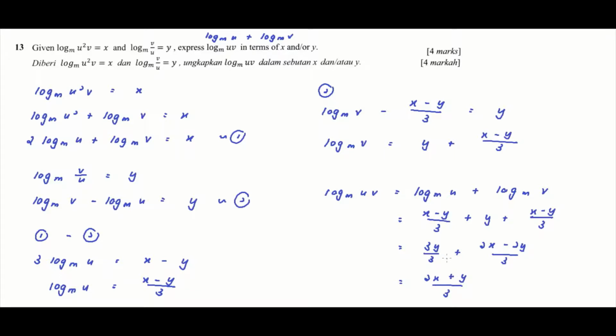Okay, so from here, you will get 1 mark after you have obtained log mu, then after that log mv, then after that your final answer. So it's like 1, 2, 3, and then when you put them together, this is the part, so 4 marks. All right, so let's move on to the next one.